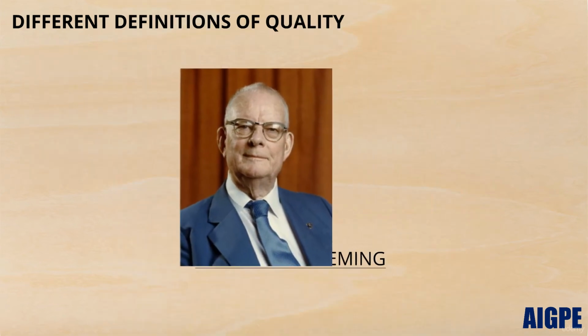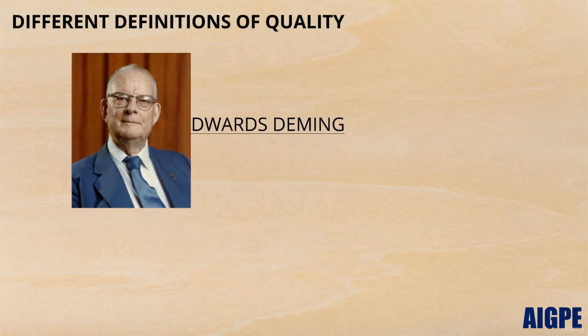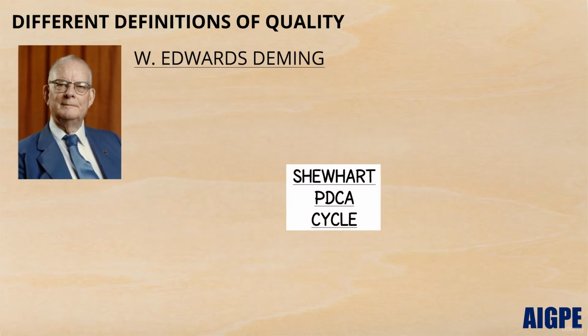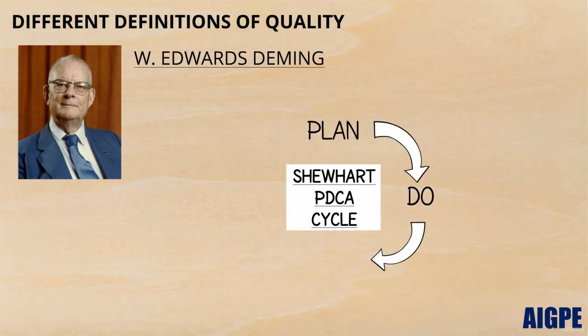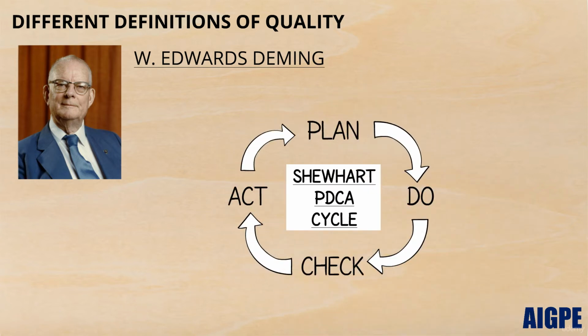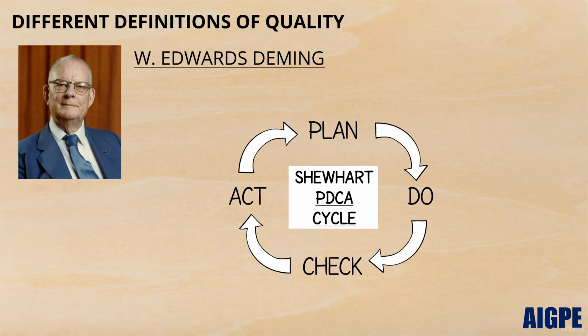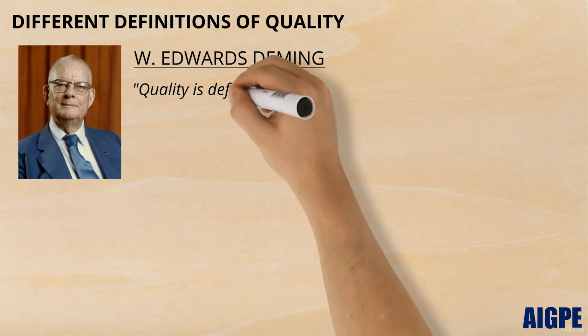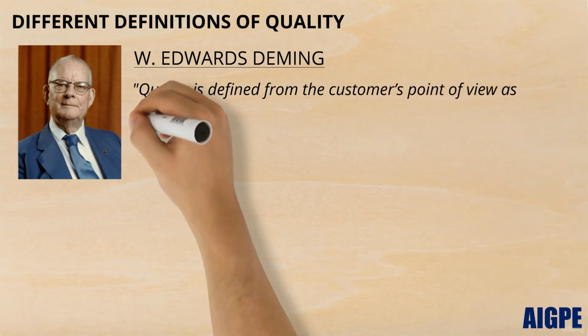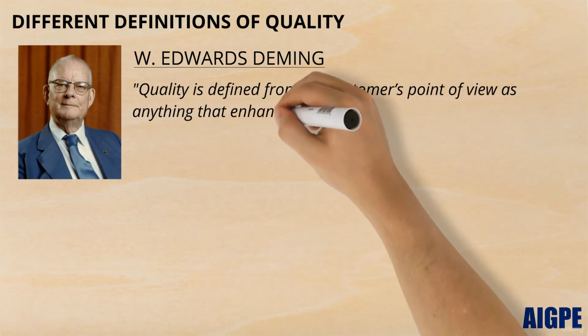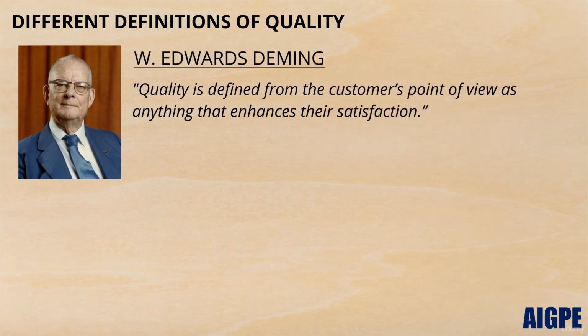Dr. W. Edwards Deming promoted the Shewhart cycle, that is, plan, do, check, act. According to him, quality is defined from the customer's point of view as anything that enhances their satisfaction.